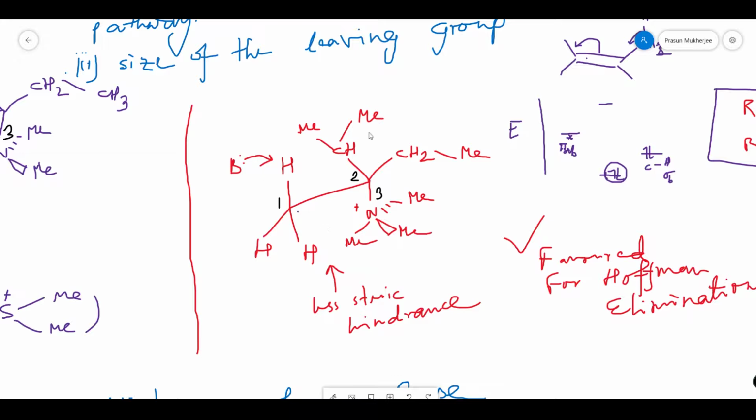So as a result, this conformation is very much suitable, or the most suitable, for the substrates which have these large leaving groups like NMe3+ or SMe2+. Okay, so as the size of the leaving group gets increased, the mode of the E2 elimination pathway changes from Saytzeff to Hofmann.